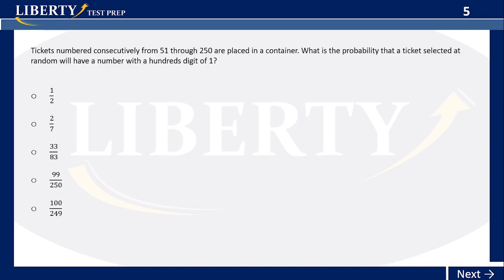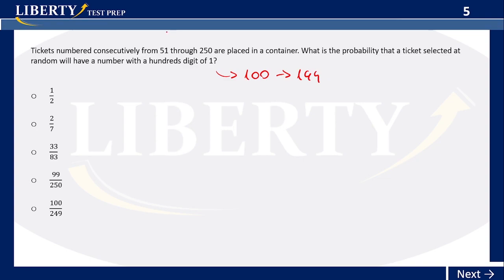Alright, so in this one, tickets numbered consecutively from 51 through 250 are placed in a container. What is the probability that a ticket selected at random will have a number with the hundreds digit of 1? So basically they say, alright, hundreds digit. By this time you should already know that when you have a number, for example, 3,902, 9 is my hundreds digit, 2 will be my units, 0 will be the tens, and 3 will be the thousands, right? So they're asking me about the hundreds digit of 1, so anywhere from 100 to 199.